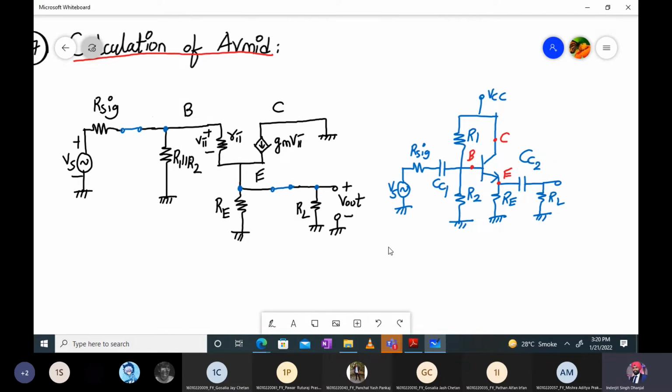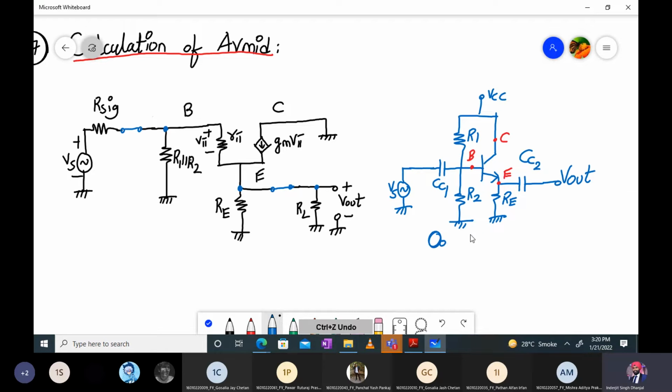Now, I think you might already know about the common collector configuration. Let's consider for a moment that there is no load, here it is V out. RL is not there, and also RSig is not there. We only have this amplifier. Let me draw it quickly. Of course, we have RL connected in this case, but let's consider this for once. If we have only this much, this is my common collector amplifier.